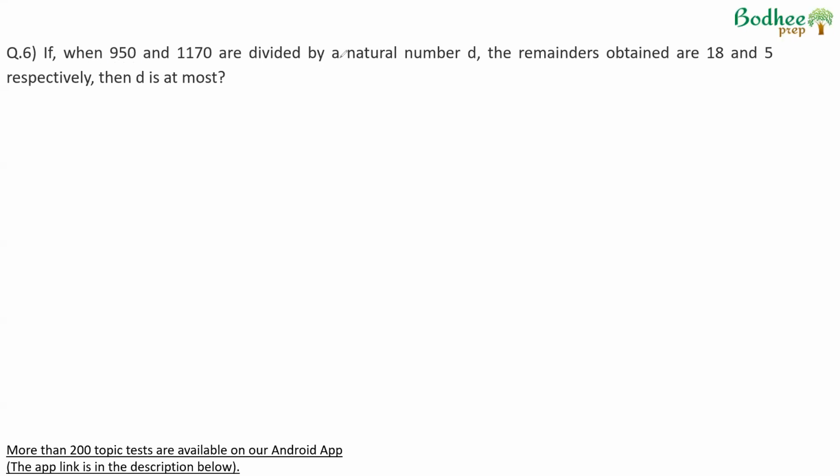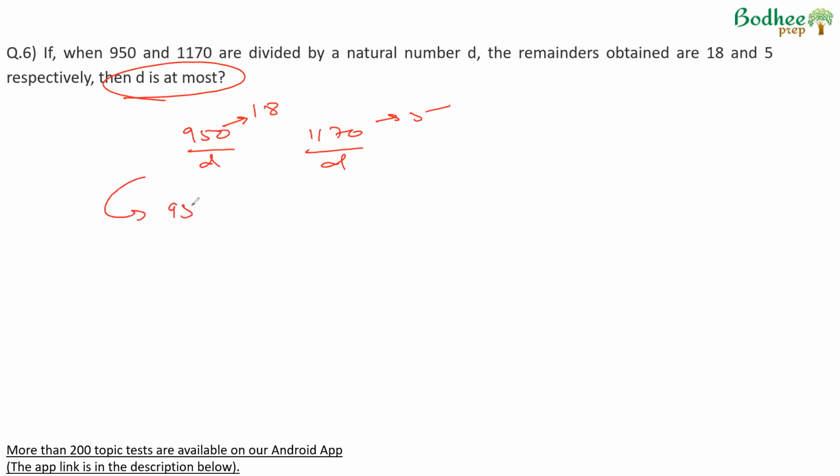When 950 and 1170 are divided by natural number d, the remainders obtained are 18 and 5 respectively, then d is at most. Since on dividing 950 by d we get remainder 18, we can say 950 minus 18, which is 932, is divisible by d. Similarly, in the second case, 1170 minus 5, that is 1165, is also divisible by d. We want to find the largest value of d.